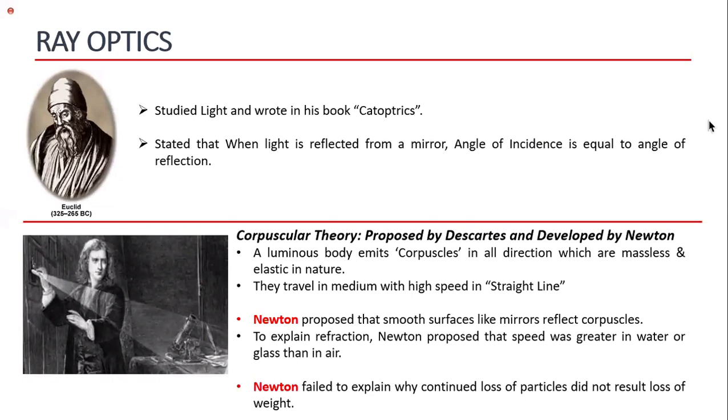Descartes is the one who proposed the corpuscular theory. But Descartes was not able to explain certain concepts in that. So then Newton came and actually developed the corpuscular theory. What Newton proposed is light consists of small particles called corpuscles. Whenever the light hits the mirror, it's like a ball, goes, hits and comes back. And Newton is also the first person to propose that speed was greater in water or glass than in air.